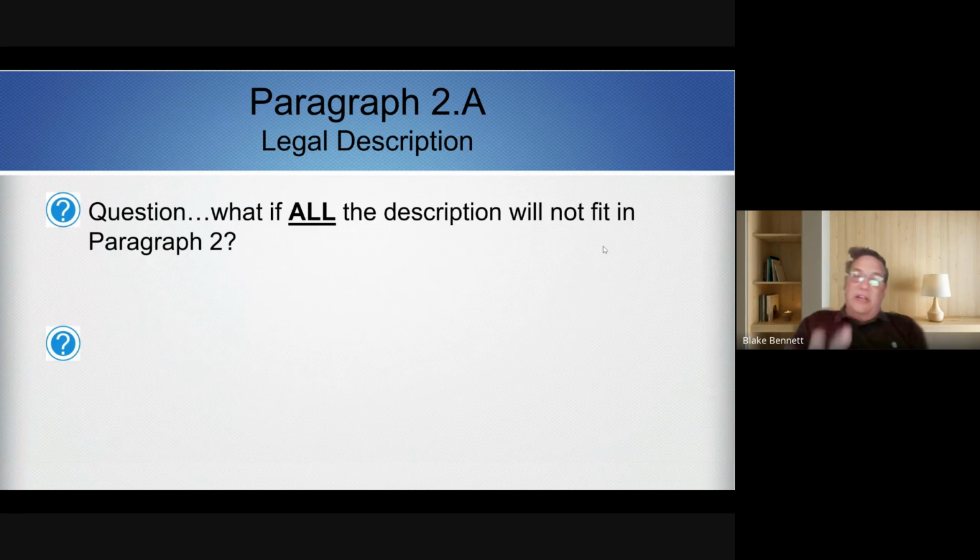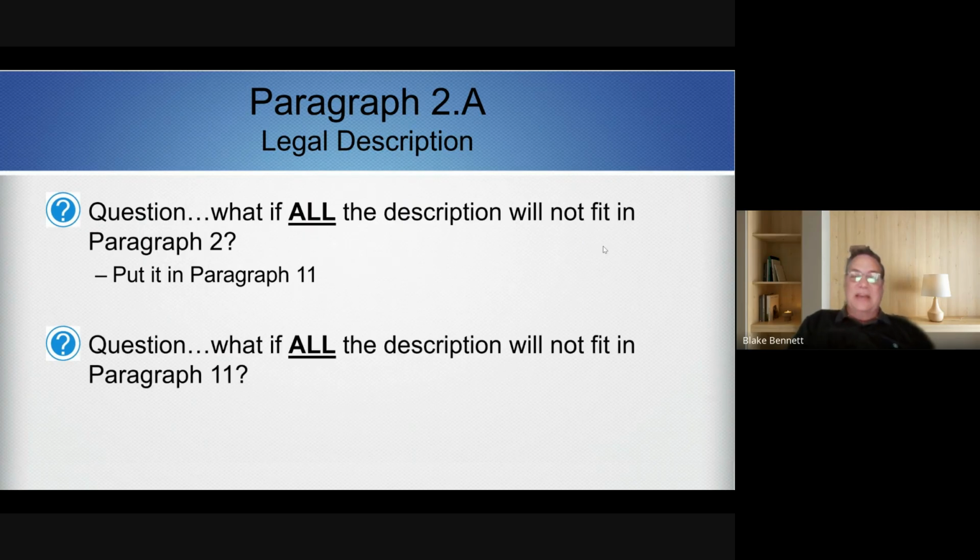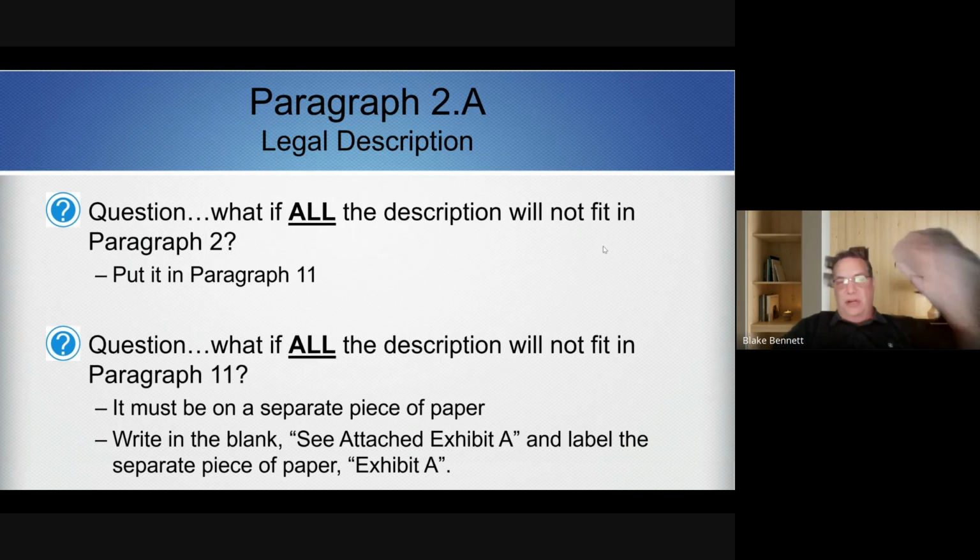If all of it does not fit in paragraph 2, then you can put it in paragraph 11, but let's face it, paragraph 11 is pretty short too. In that case, if all the metes and bounds won't fit there, you can put it on a separate piece of paper, label it Exhibit A, and then in the blank for paragraph 2, you can say, see attached Exhibit A.